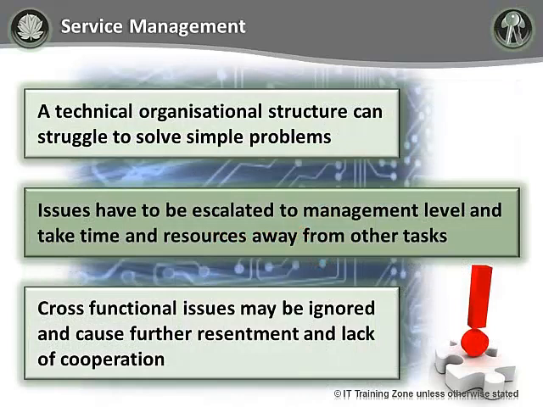An organizational structure like this can often struggle to solve simple problems. Because teams don't work together, any issues have to be escalated to management level and take time and resources away from other tasks. Cross-functional issues may be ignored altogether and cause further resentment and lack of cooperation. You may have seen this in your organization when one technical team blames another for not providing them information or not resolving incidents.